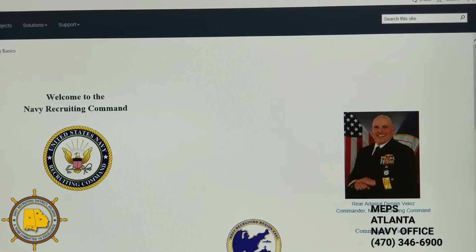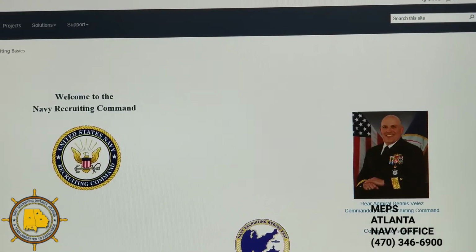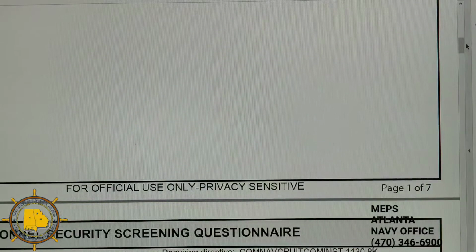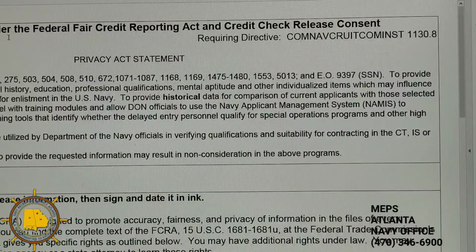All right, so we're going to go over where to find the documents and forms for the PSSQ. There are two documents that have to go into an IDW screening kit. The first document is going to be the actual PSSQ. The next document is going to be the Summary of Rights under the Federal Fair Credit Reporting Act, the credit check release consent.